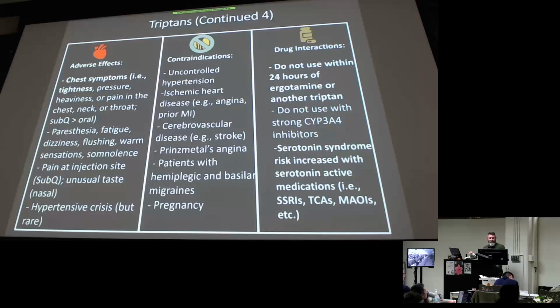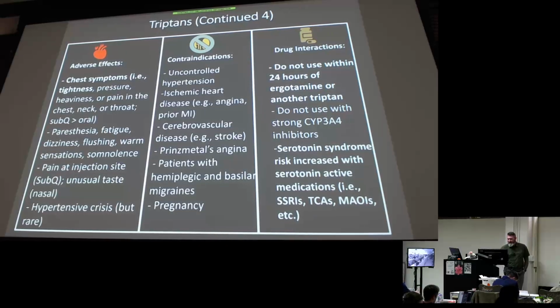If they have any past medical history of ischemic heart disease, right? Angina or a prior MI, cerebrovascular disease, like a stroke. What's Prinzmetal angina? Vasospasm, right? Those coronary arteries. So kind of transient, but if they have a history of that, don't give them a triptan.